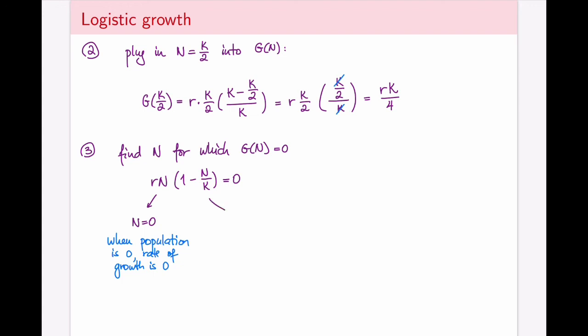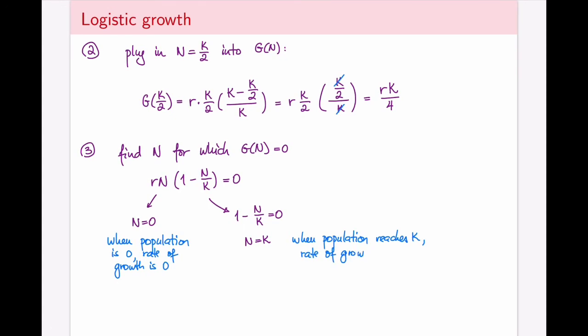And the second one is when this bracket is 0. So I have that 1 minus n over k is equal to 0. And remember, I'm solving for n. I can move this around and I will see that the solution comes when n is equal to k. So remember what I said, k actually stands for carrying capacity, and this means that the growth rate is once again 0 at carrying capacity. So once the population has reached this value of k, it can no longer grow. Its growth rate is then once again equal to 0. So when population reaches size k, or density k, the rate of growth is once again 0.